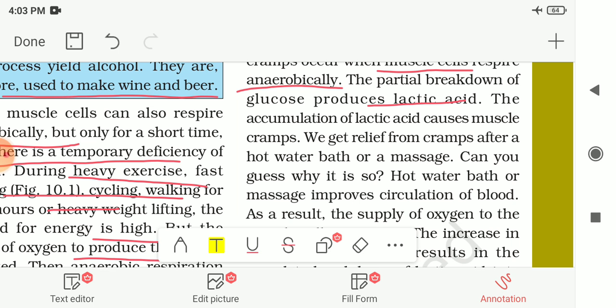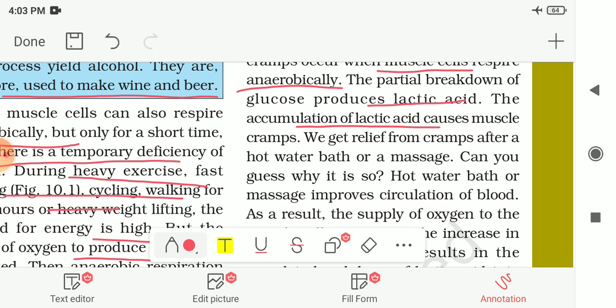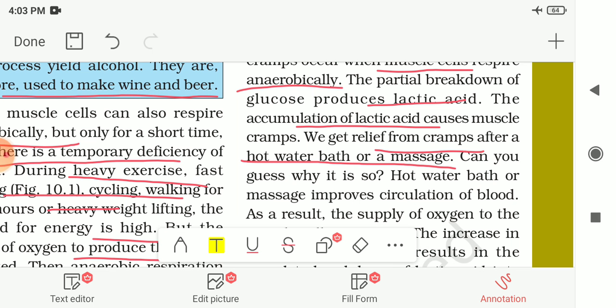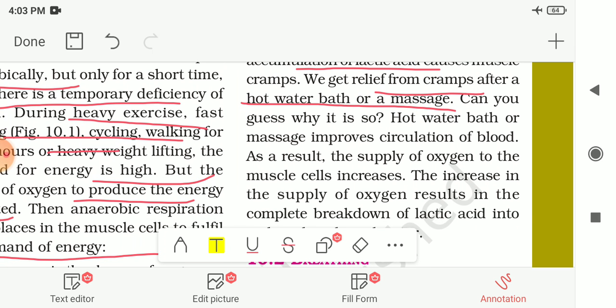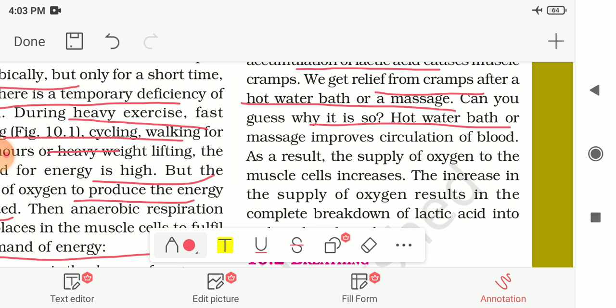So the accumulation of this lactic acid, or you can say the storage of this lactic acid, causes muscle cramps or muscle pain, and we get relief from these cramps after a hot water bath or a massage. Now the question is why a hot water bath or massage can give us relief from these muscle cramps. The reason is also given to you, but can you guess why it is so?